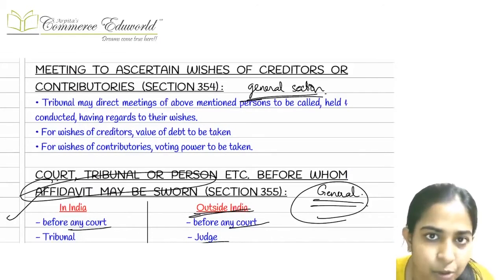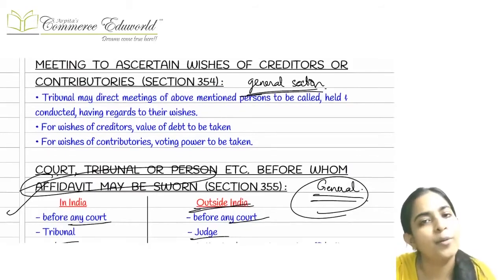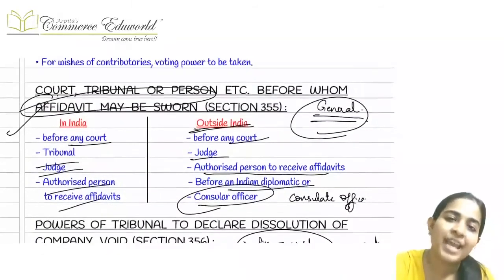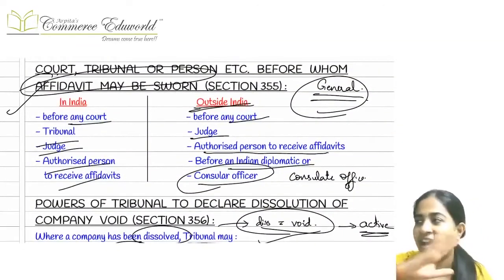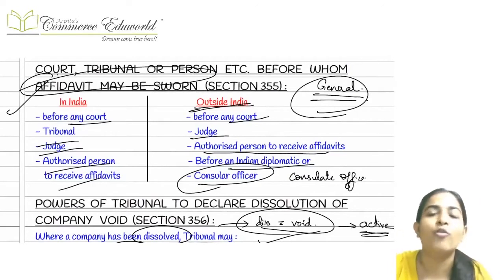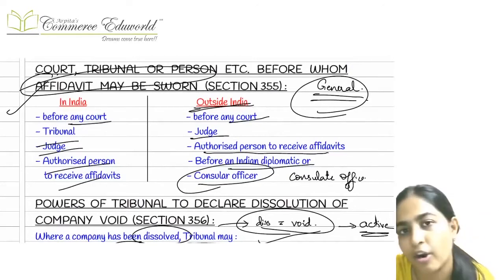We will take their value of the debt. And in the case of contributories, we are going to take their voting power, so as to give a proper, fair treatment to the voting which is done by the creditors and the contributors.